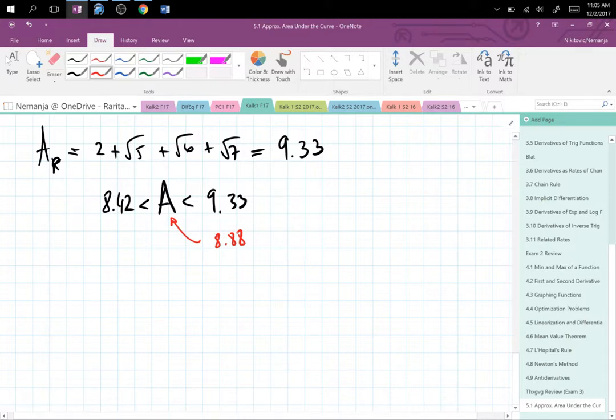Because we did 8.42, which is about 0.46 away. Then you have 9.33 and 8.88 from the other side, about 45 away, right? So it seems that we are on both sides of the answer. Can we do better? Think about it. Well, we can take the average, yeah, but can we do better with only one?